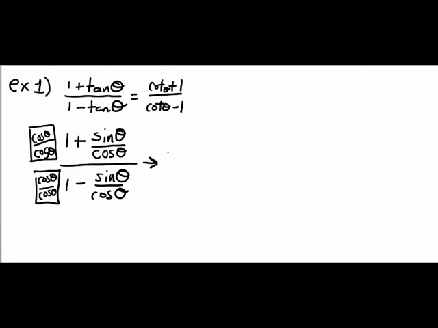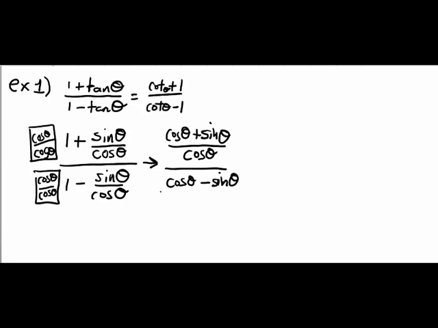What this gives me is cosine theta over cosine theta plus sine theta over cosine theta. I just combined my denominator, because I would have cosine theta over cosine plus sine theta over cosine. Now I can just make a common denominator here, and I'll do the same thing down here. This is going to be a cosine theta minus sine theta.